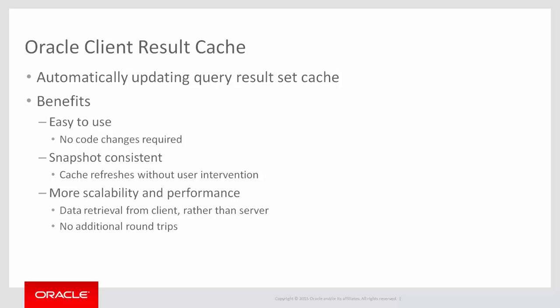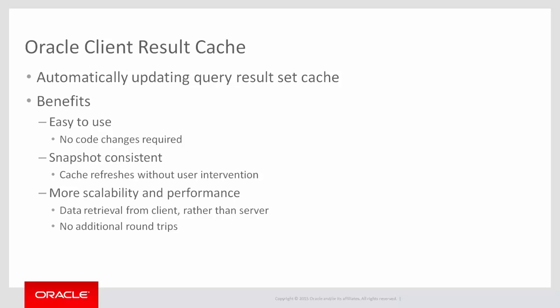Now, this client result cache is not perfectly in sync with the database. It's going to be snapshot consistent. We maintain the snapshot consistency as a performance consideration, and I'll explain how that happens and why in the next slide. And the nice thing about this is that the cache will refresh itself without any user intervention. It will keep track of the changes on the server side and then be able to inform the client side that the changes occurred so that the client has to be able to refresh its cache.